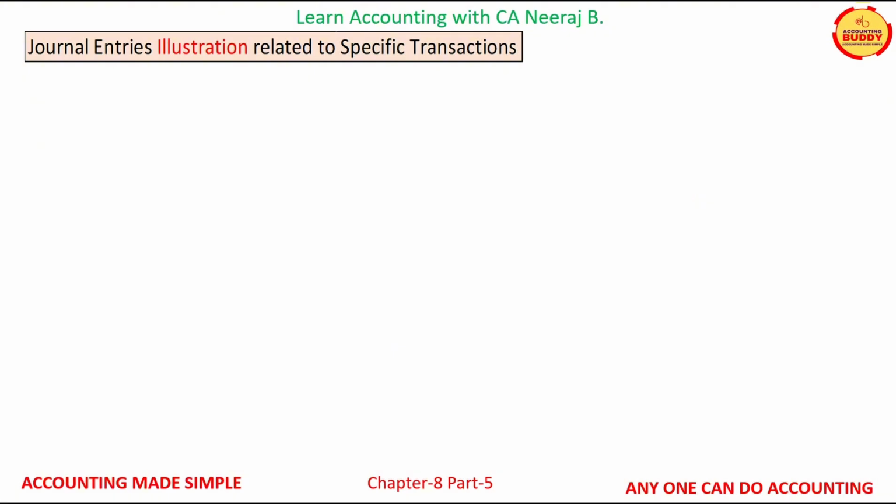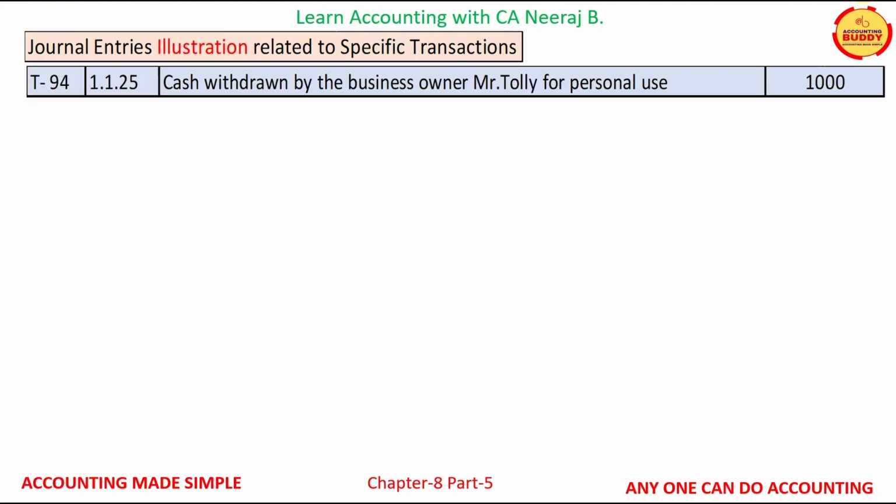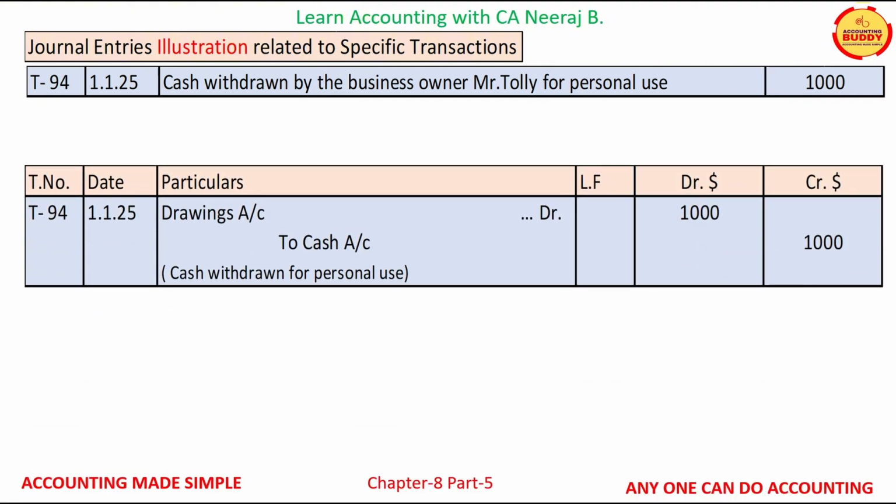Let us practice a few more journal entries. Transaction T94 is on 1st January 25, an amount of $1000 is withdrawn by the business owner Mr. Tooley for his personal use. The two accounts which are affected by this transaction are the drawings account and cash account.